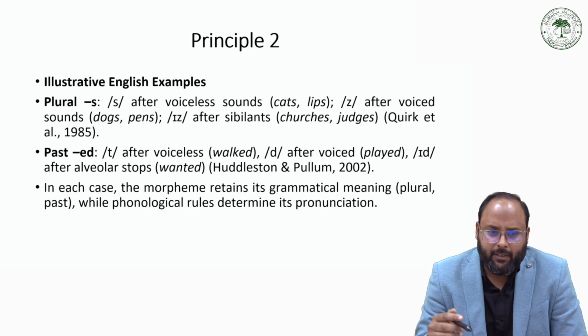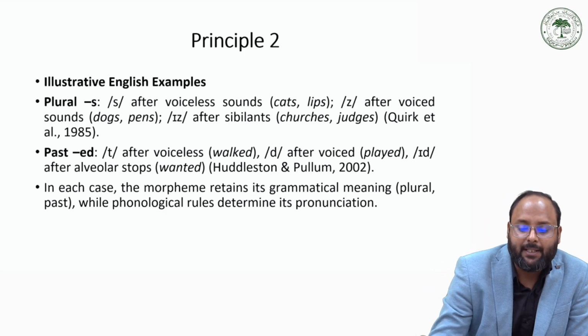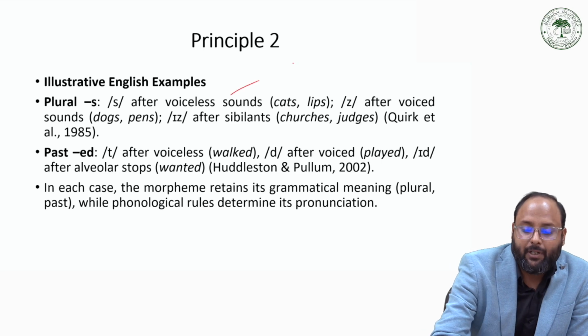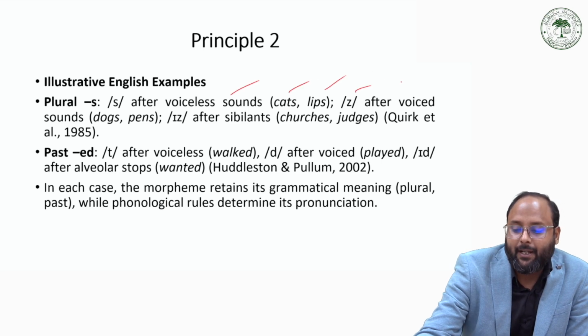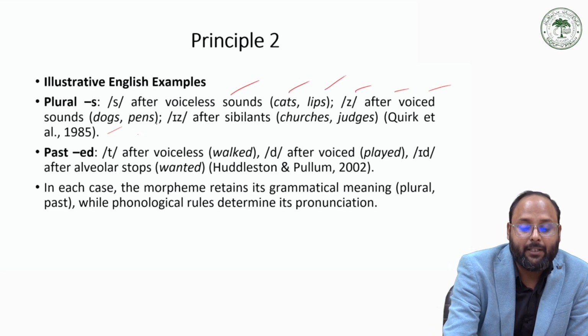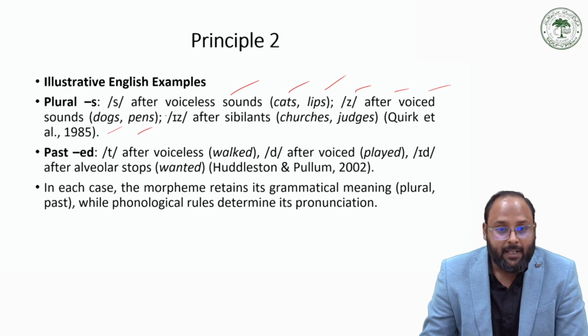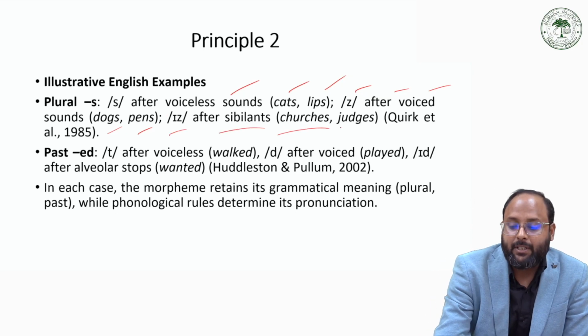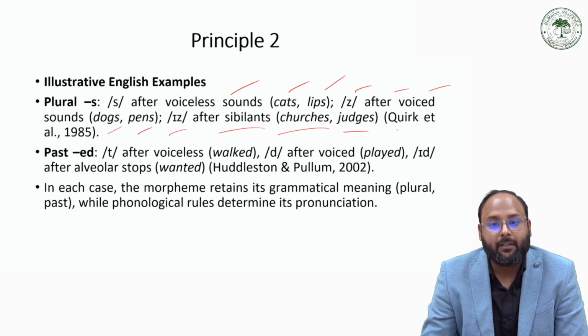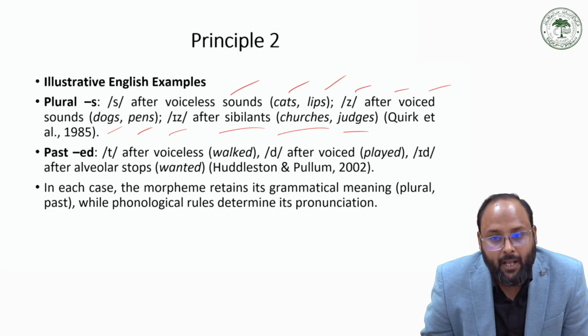So we have the different forms of s, that is s, z, and iz. S occurs after a voiceless sound, as in cats and lips. Z occurs after a voiced sound, as in dogs and pens, and iz occurs after a sibilant sound, as in churches, judges, classes, buses.